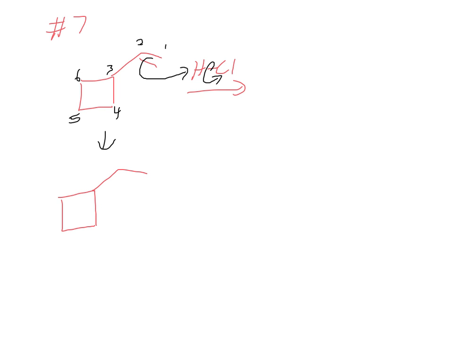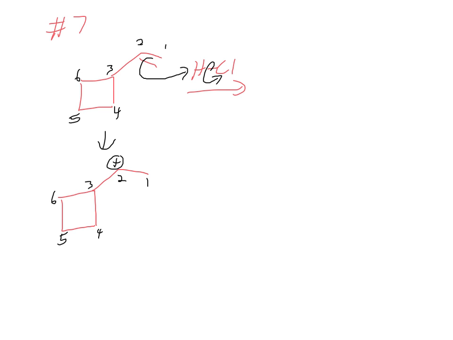Where do we want to put the plus charge? Carbon 1 or carbon 2? The H goes on 1 and the plus charge goes on 2. And we do that because that would be the most stable carbocation. Now, a little bit of a trick here. This is a challenging problem.